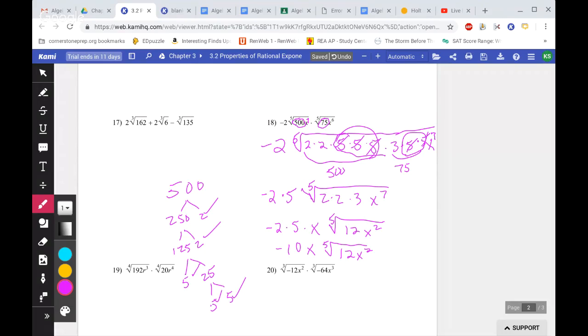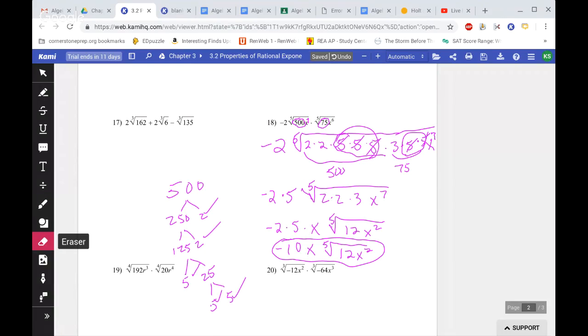So your final answer is this: -10x times the 5th root of 12x squared. That's quite an answer, isn't it? So it's like, wow.